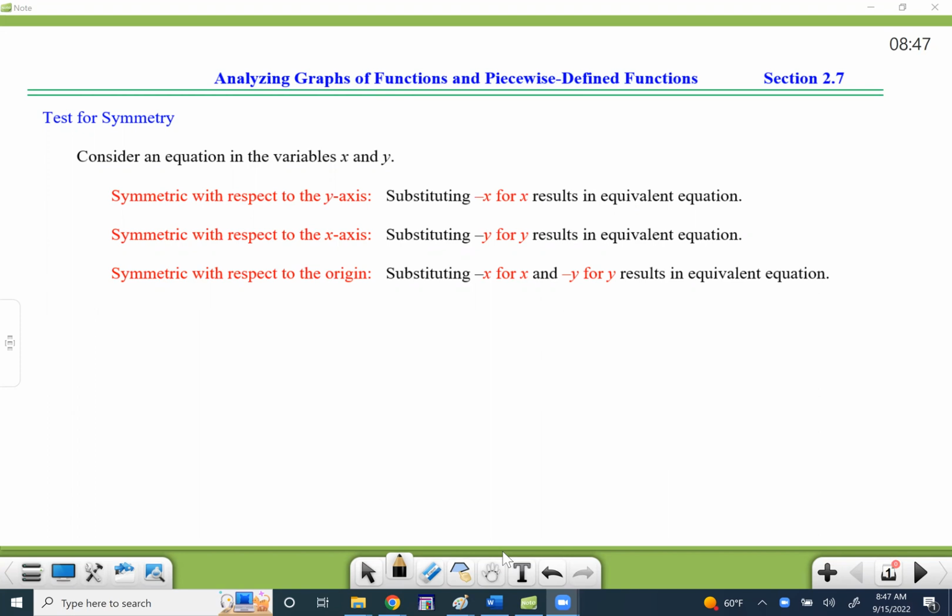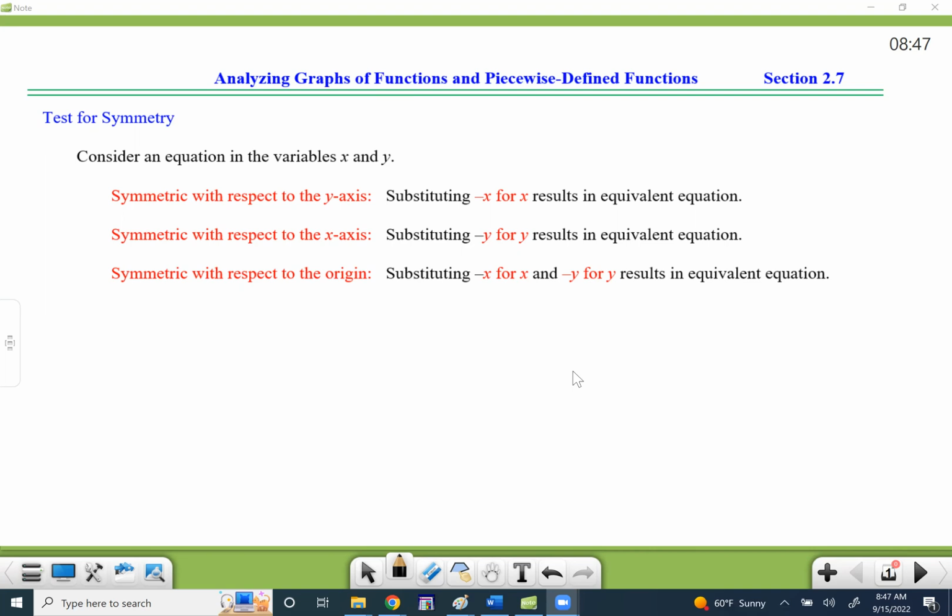All right, welcome everybody. So today we are going to look at symmetry within functions and some piecewise defined functions. And these topics will continue on in your next classes. If you plan to do trig, you're definitely going to see this symmetry. If you plan to do any of the calc series, you're going to see the symmetry and you're definitely going to see piecewise functions. Okay, so let's go ahead and start.